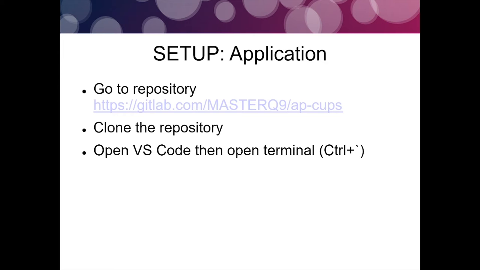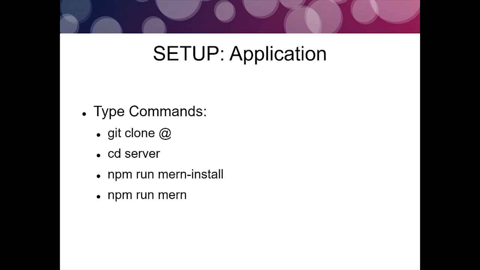Here we will now set up the application. Firstly, we will go to the repository, clone the repository, and then open Visual Studio Code and the terminal for Visual Studio Code. To do such, we will git clone the URL, we will cd to server, we will npm run mern-install, and lastly npm run mern. So let us proceed to do this.